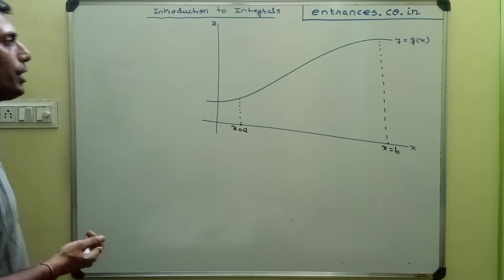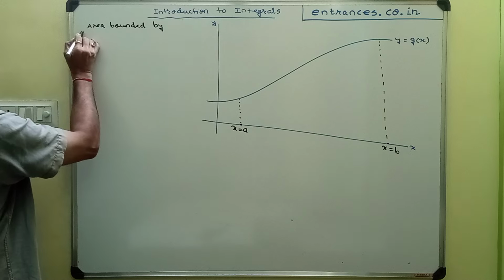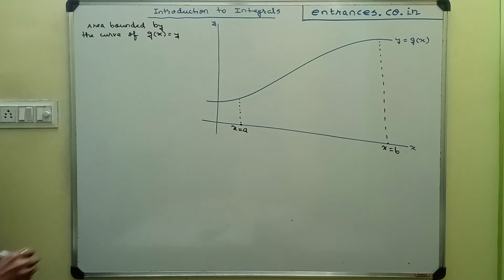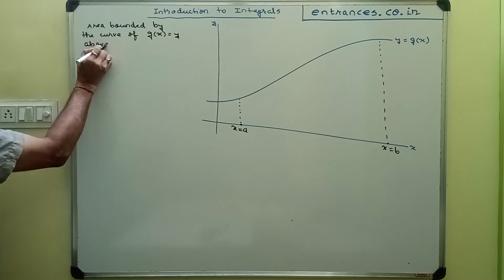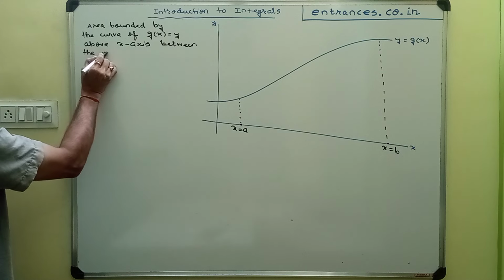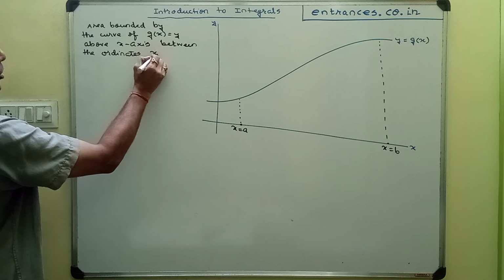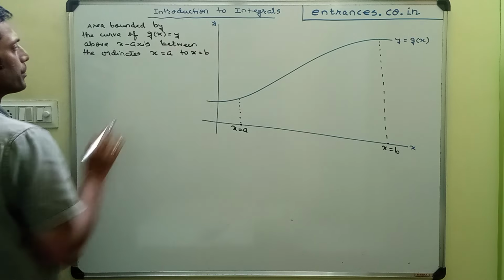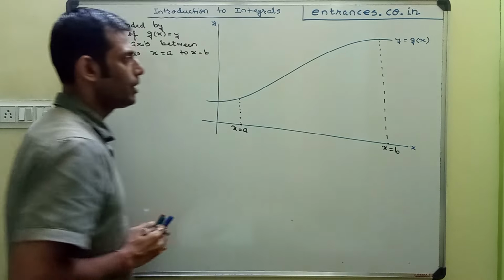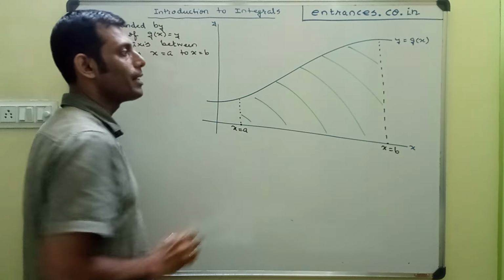For finding the area, what we need to find is the area bounded by the curve of g of x equal to y above x-axis and between the ordinates. What we mean by ordinates is the lines parallel to y-axis. Between the ordinates x equal to a to x equal to b. Let's say this is what we call as capital A. Then this is the area. Let me shade that area. This area is to be calculated.